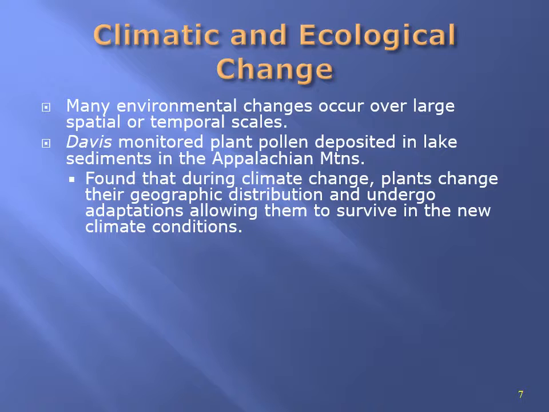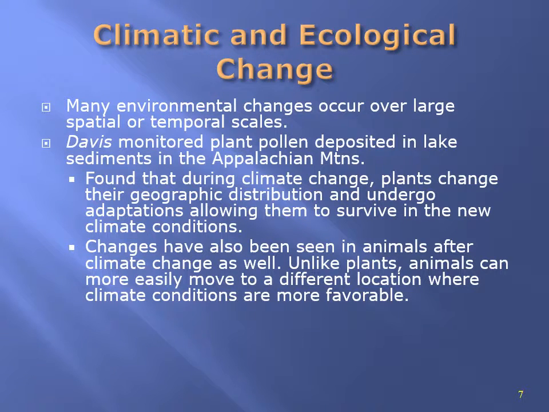So let's say that an area becomes hotter and drier. The plants that are lower in elevation might die off, and the plants might slowly, as seeds blow, move to higher elevations to where it's a little bit cooler than what they're used to.